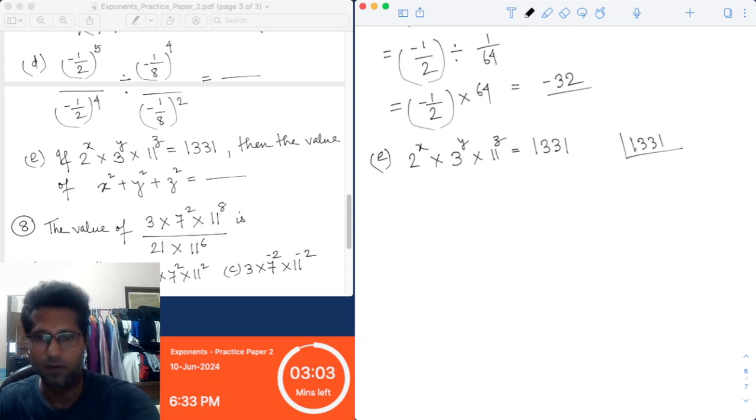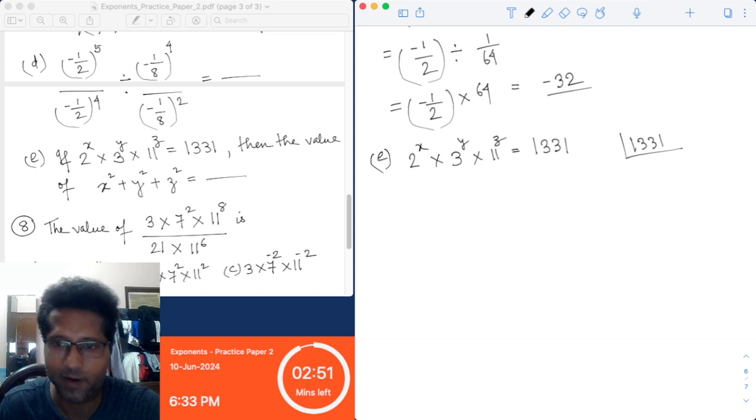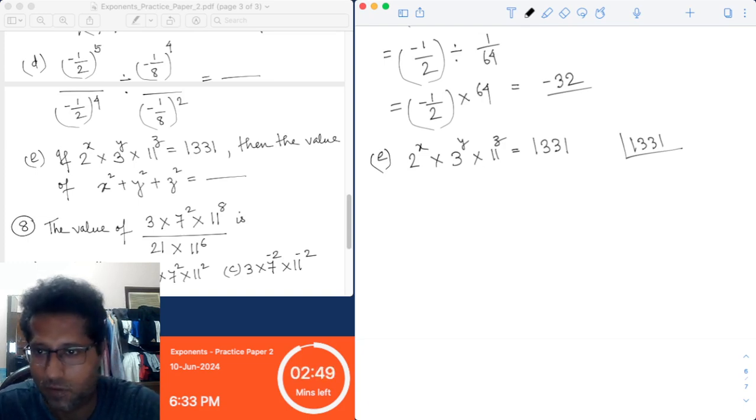Oh, obviously it will divide by 11, since it is given already that 2 to the power x multiplied by 3 to the power y multiplied by 11 to the power z is equal to 1331, then clearly the prime factors are 2, 3 and 11. So first let's divide by 11. It's 121. Okay, again it will divide by 11.